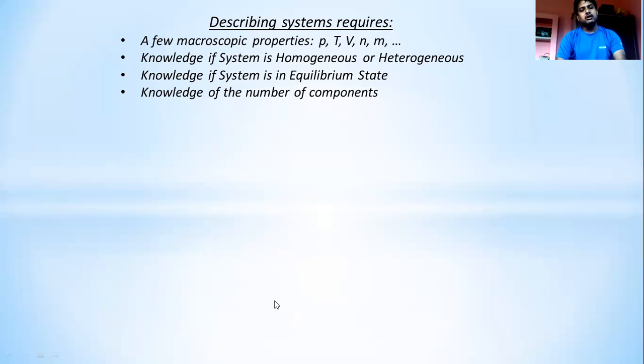To have a thorough knowledge, you should know what is a homogeneous system and what is a heterogeneous system. Knowledge is required for different types of equilibriums. Knowledge is required for the number of components. You should know what the components are.